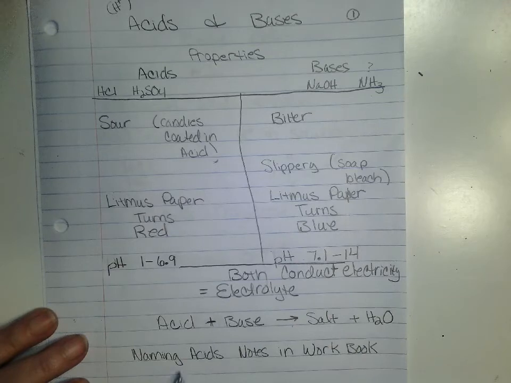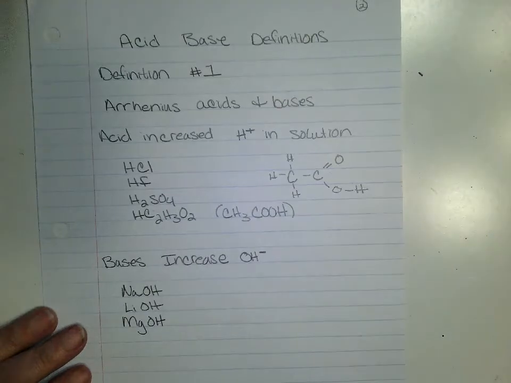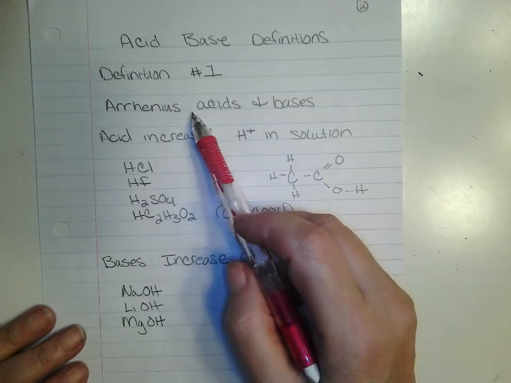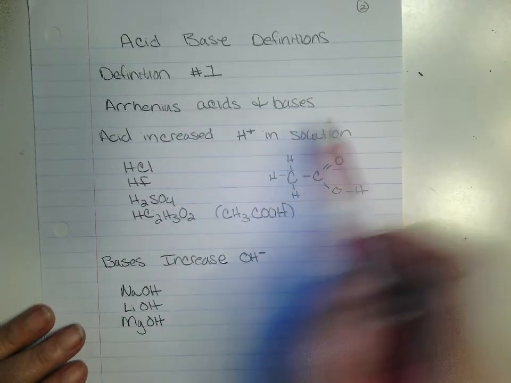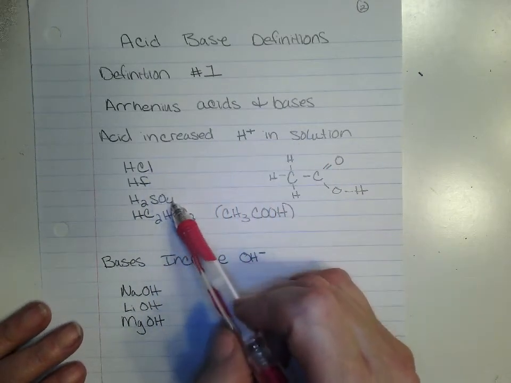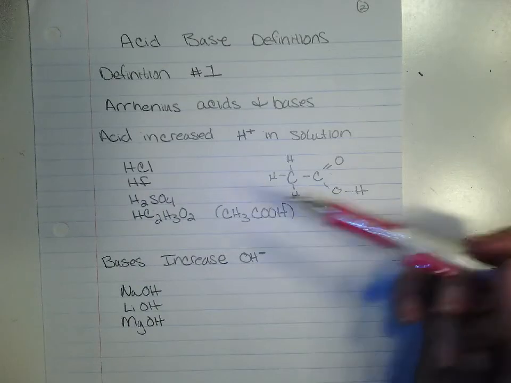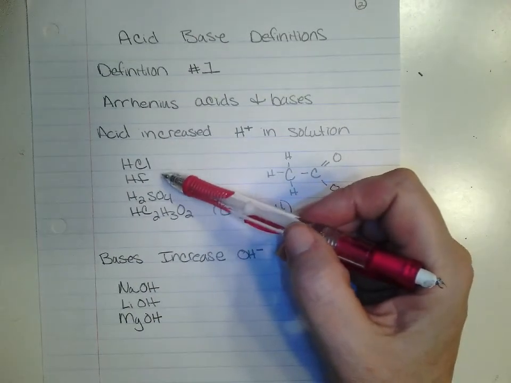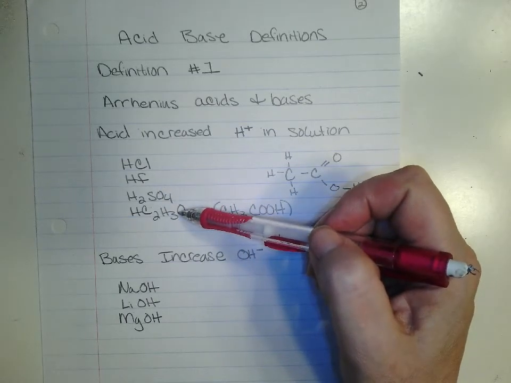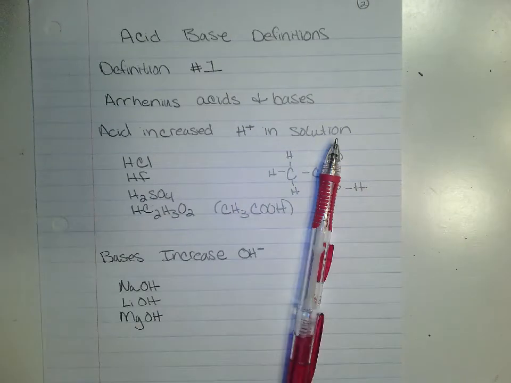So we're going to go over naming acids in our workbook in a second. But to begin with, we're going to go over the first definition you will have for your acids and bases, and that's the Arrhenius acids and bases. So an Arrhenius acid increases the H plus in solution. So when I dissolve any of these acids, they ionize to H plus and Cl minus, H plus and F minus. And this is hydrochloric acid, hydrofluoric acid, sulfuric acid, and acetic acid. And acetic acid is one that you're going to see a lot that doesn't start with an H.